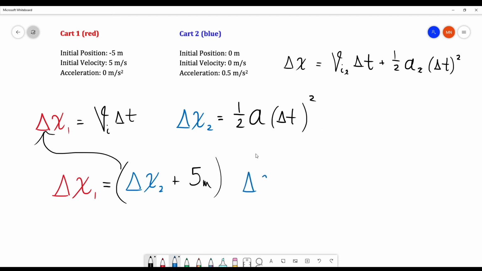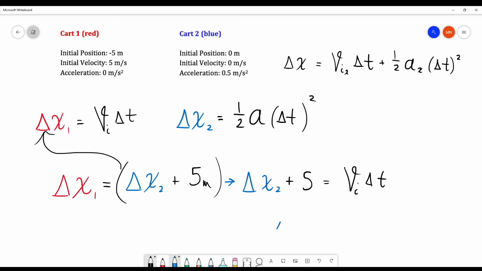delta x2 is going to be, rather, delta x2 plus 5, which is x1. We just saw that they're identical, so I can just substitute it in. And I'm going to get something like this, is v initial times delta t. So let's compare these two equations. First, let me get another step down.